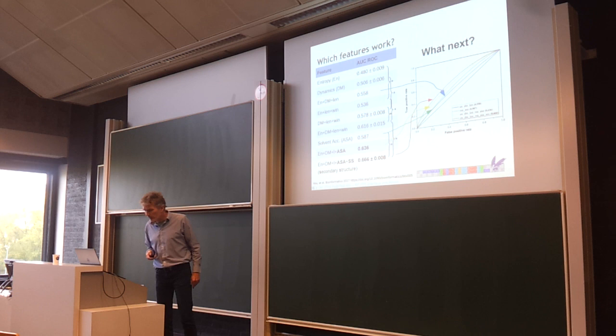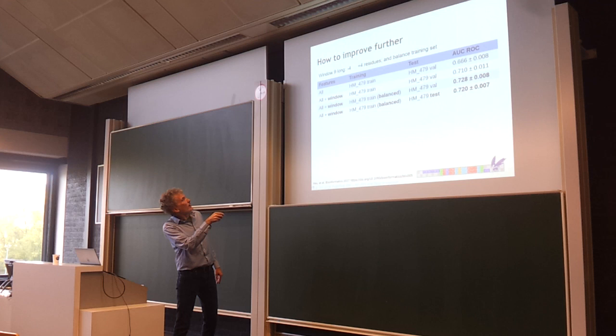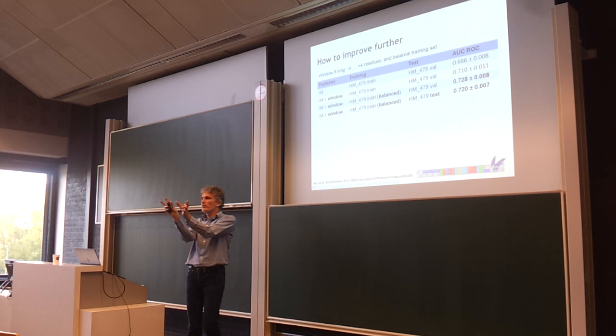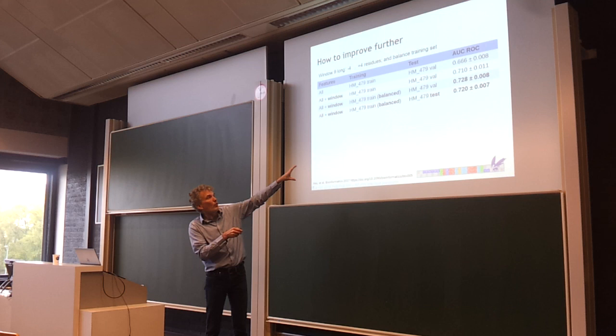Yes, so if you take all features, then you get this 0.666, which actually is another magic number, but it's a different story. If you then add a window, so you could take the four residues before and the four residues after the central position in the sequence, then you get 0.71. It's very important here to highlight that these scores are all on the independent test set, not on the training set, because then you might be overfitting.